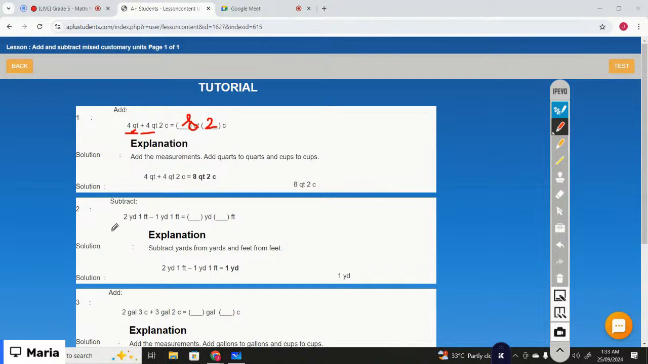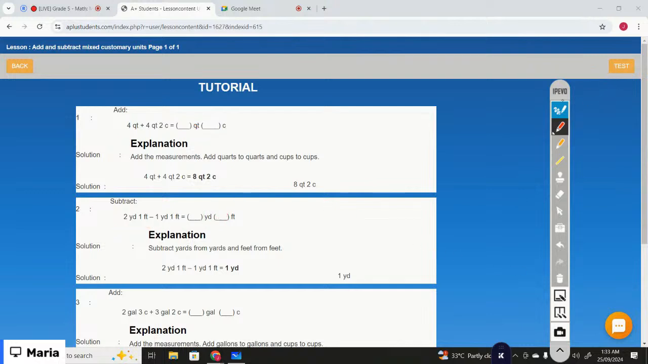Just look at the next example, that is 2 yards 1 foot minus 1 yard 1 foot. So 2 yards minus 1 yard is 1 yard, and 1 foot minus 1 foot is 0 feet. So you're left with only 1 yard. So you always add or subtract the same units, right?